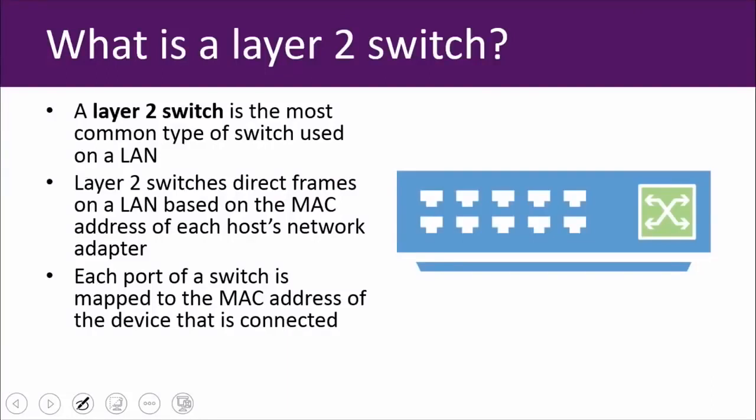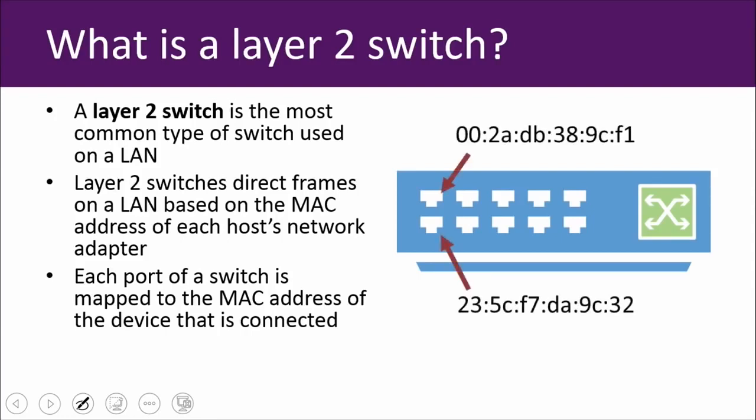Okay. All right, so we talked about what a switch is, but what's a layer 2 switch specifically? A layer 2 switch is just the most common type of switch that's used in a local area network. And like I mentioned previously, they direct frames on a LAN based on physical addresses or MAC addresses. Each port of a switch is mapped to a MAC address of the device that's connected. So a little bit redundant there, but pretty good information, right?